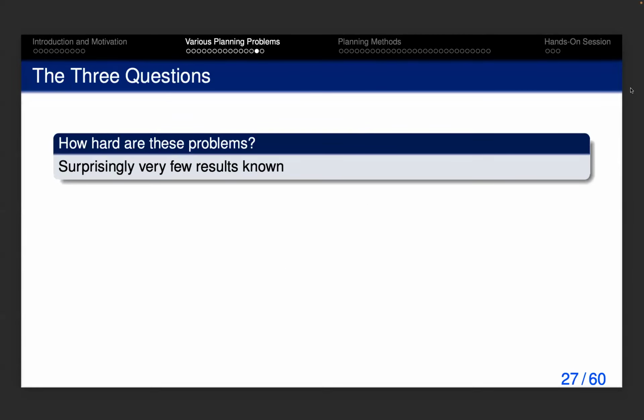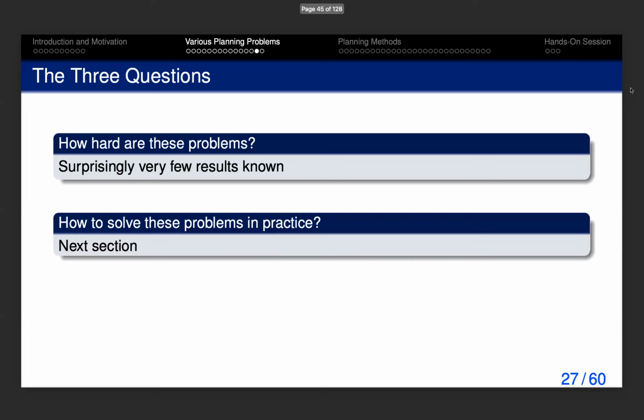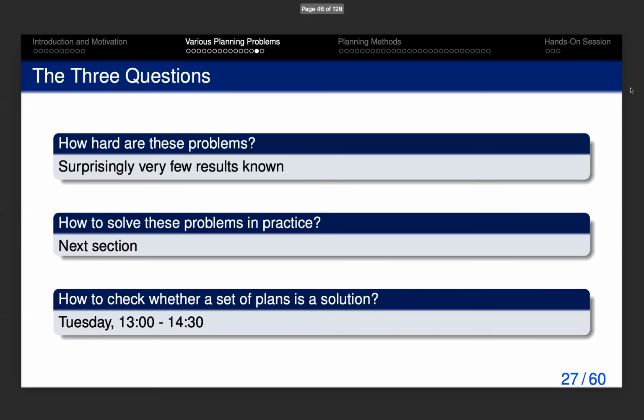Okay, so then we come to the most interesting problems, the questions. Given these computational problems, now we need to understand how hard they actually are, right? How to solve these problems, and how to check whether the set of plans is actually a solution. Okay, so I will talk next about the first one.